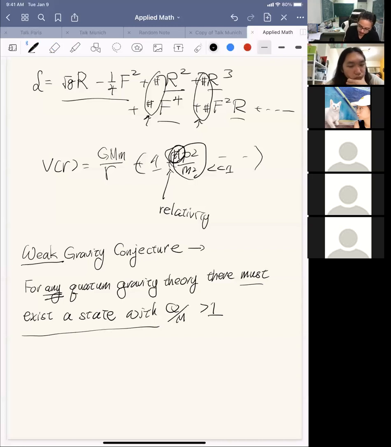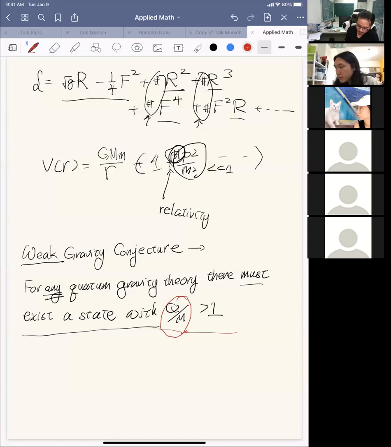The reason this is called the weak gravity conjecture is that it's a conjecture in the sense that we don't know exactly how this new state comes about. It depends on what theory you're working with. But it's called weak gravity because if there exists a state where Q over M is bigger than 1, and you think of Q as the interaction of the EM force and M as the interaction of the gravitational force, then that means the electromagnetic force is bigger than the gravitational force. That's why we call it the weak gravity conjecture.